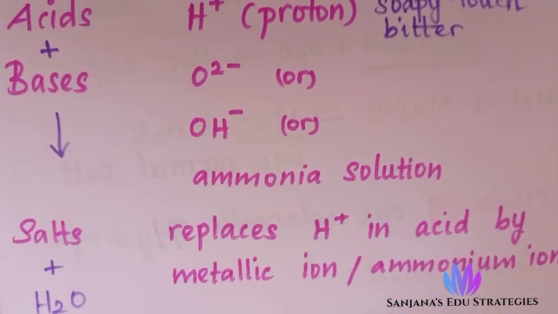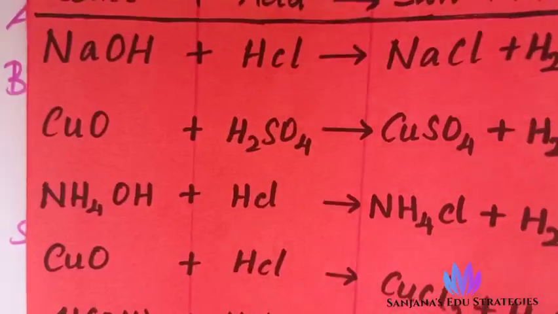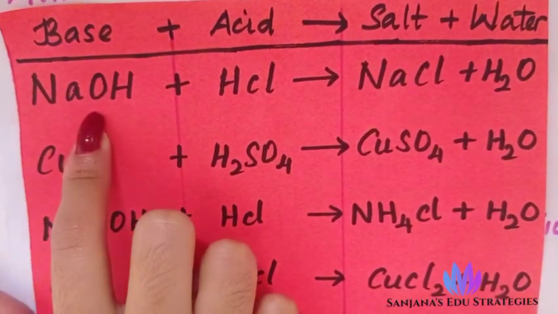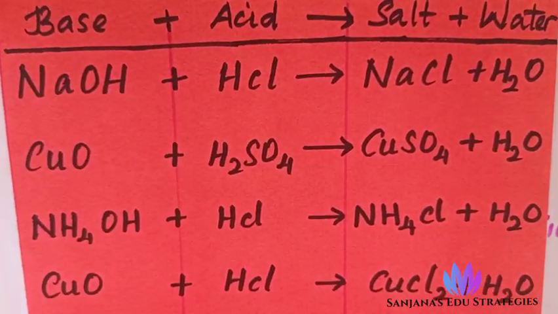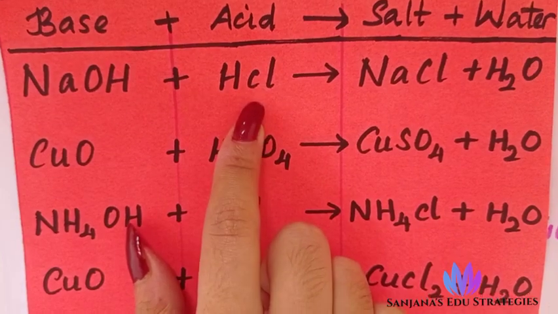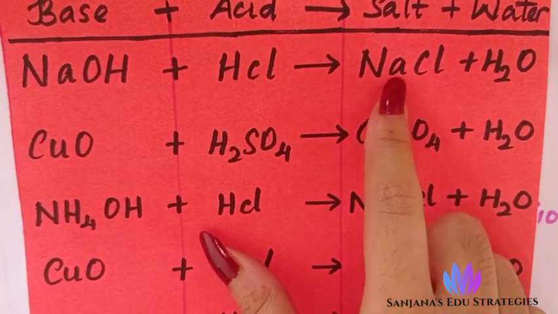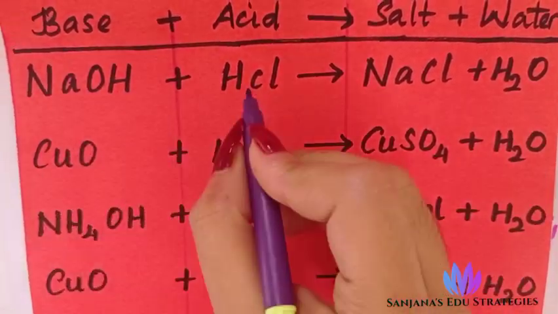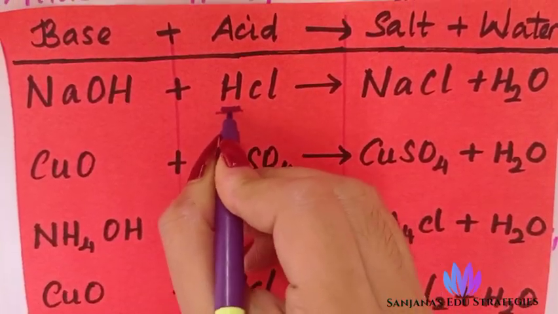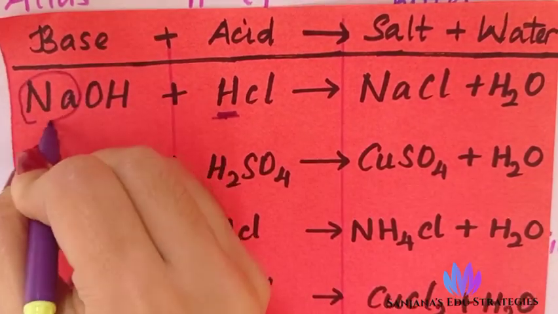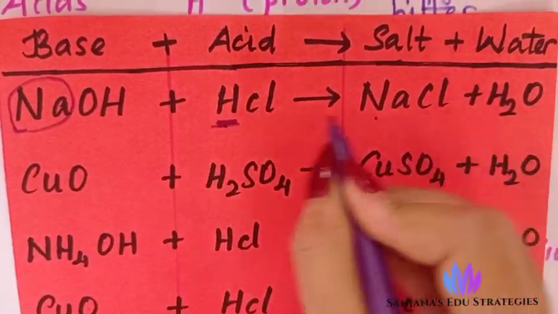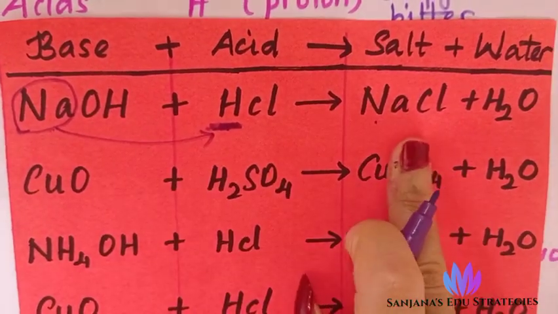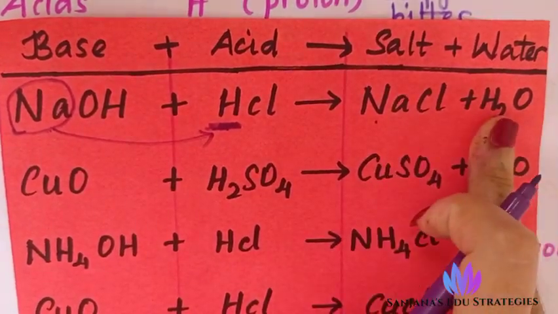Now, we'll see acids in detail, and before that you should know some examples. This is a base, NaOH, because it has hydroxide. So NaOH plus HCl, which is an acid, gives NaCl, which is a salt. See, the H plus is replaced by a metallic ion. So you got NaCl plus H2O.